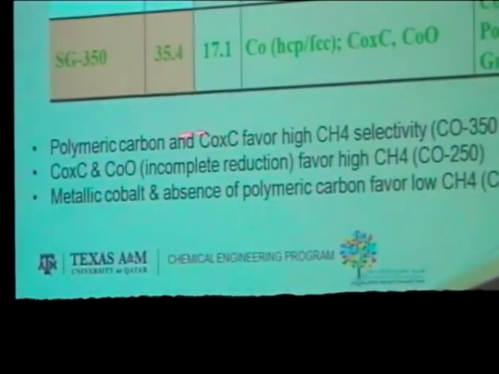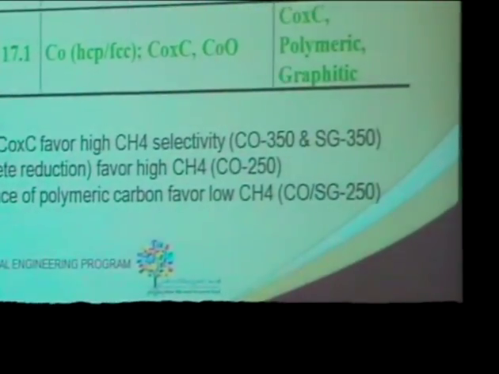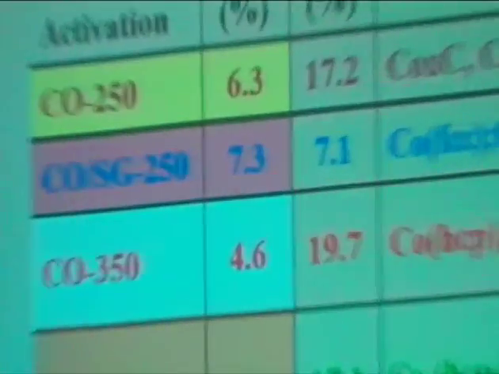Okay. So if you look at the kind of selectivity you get, the relation is that polymeric carbon and carbide favor high methane selectivity. That's either CO350 or C50, where you have polymeric carbon and some cobalt carbide. Cobalt oxide, that is, incomplete reduction, and very little metallic cobalt also favor high methane, and that would be the case of CO250. If you have primarily metallic cobalt and you don't have any polymeric carbon, then you can get low methane, which was the case for CO250 followed by syngas 250.